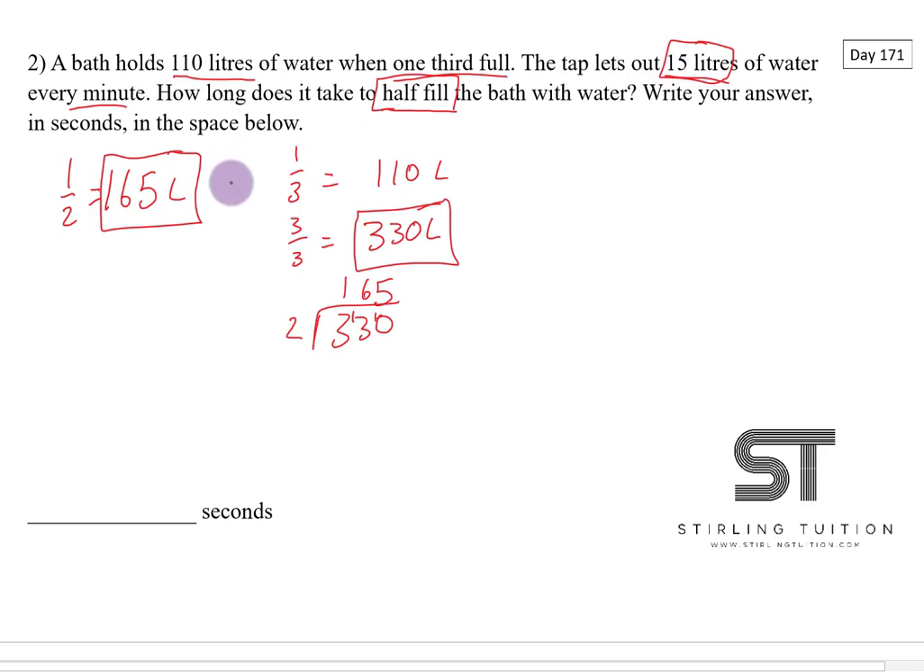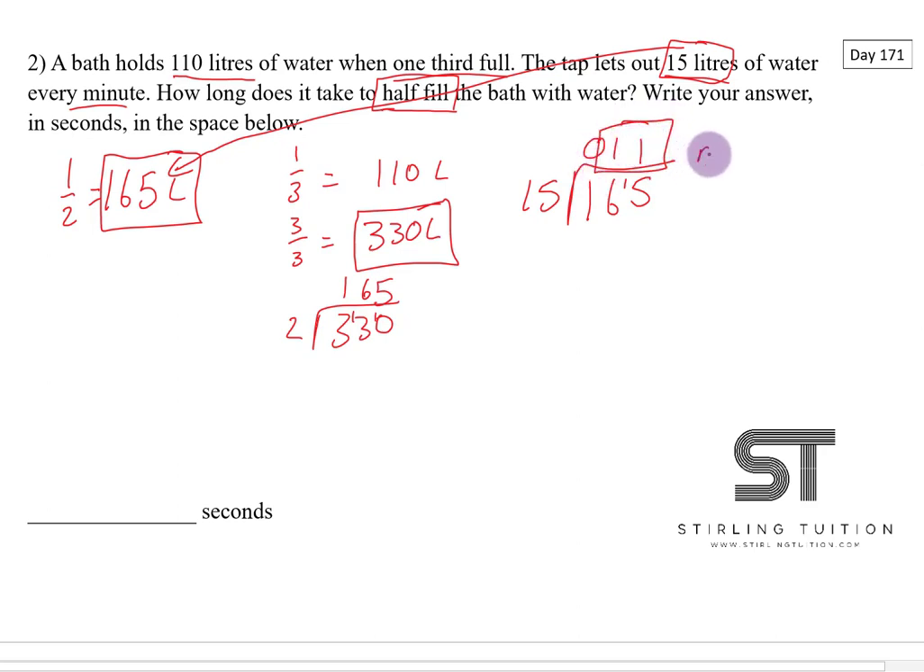Okay? So what we then need to do is we know that the tap lets out 15 litres of water every minute. So we need to see how many minutes it's going to take. So we need to see how many 15s fit into this to completely fill it half full. So 165, we're going to divide that by 15. So just do it normally as you would do. 15 into 1 doesn't go. 15 into 16 goes once. Carry a 1. 15 into 15 goes once. So now we know that it's going to take 11 minutes.